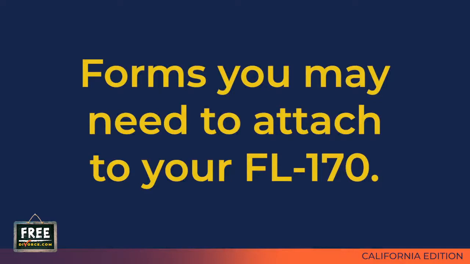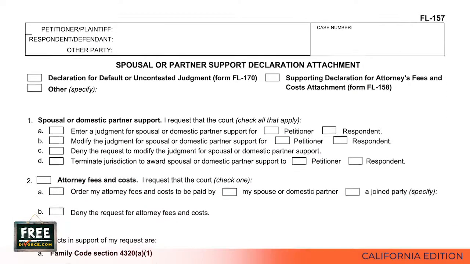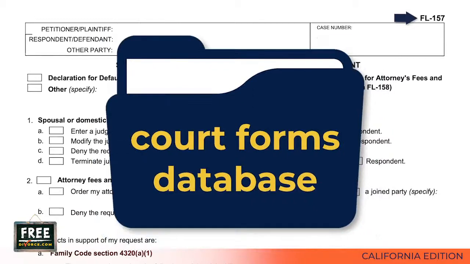If your proposed judgment of dissolution awards you spousal support, or if it terminates your spouse's right to receive spousal support, or if you are married for 10 years or longer, then you will also be required to attach to your FL-170 a form called Spousal or Partner Support Declaration Attachment, which is FL-157. If you go to our court forms database, you will find both a completed FL-157 and a blank FL-157 form that you can fill out and print.